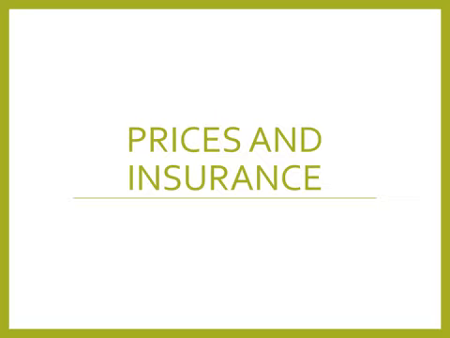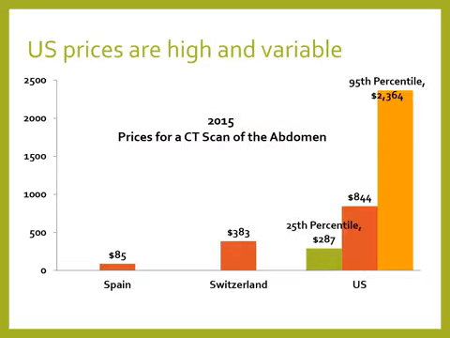Prices and insurance. U.S. prices are high and variable. We talked about that before, last week. Spain and Switzerland are really cut and dry. In the U.S., we have a three-tier type program from the 25th percentile to the 95th percentile. That is a huge gap.